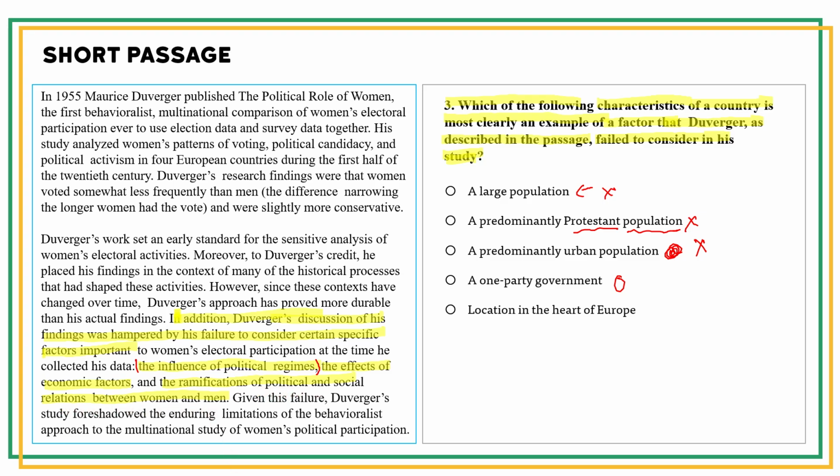So I would go with a one-party government, because that is the best example of a factor that Duverger, as described in the passage, failed to consider in his study. That could be almost identical to the failure to consider the influence of a political regime, if you were to fail at considering a one-party government as a factor. So option D is correct.